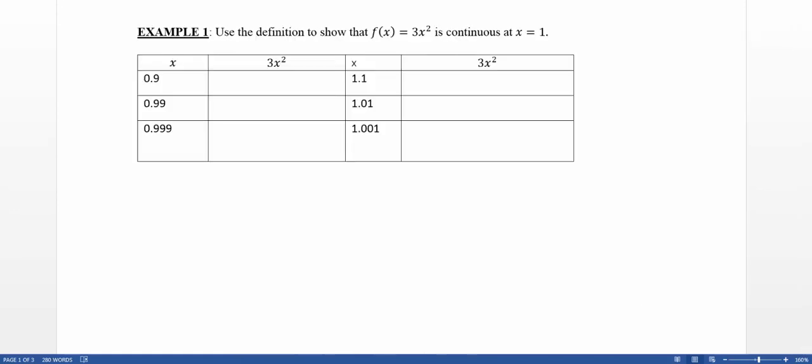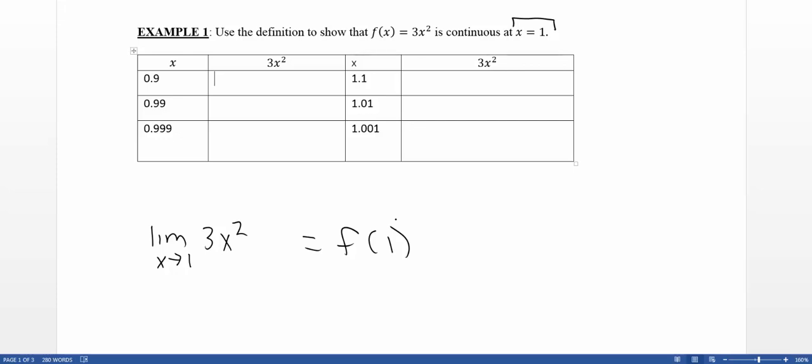Example 1. Use the definition to show that f of x equals 3x squared is continuous at x equals 1. Using the definition means that we need to show that the limit as x approaches 1, remember that's where we're interested, of 3x squared is going to be equal to the functional value at 1. That's our mathematical definition. So to show what the limit as x approaches 1 is, we need to consider the limit as we approach 1 from the left and the limit as we approach 1 from the right.